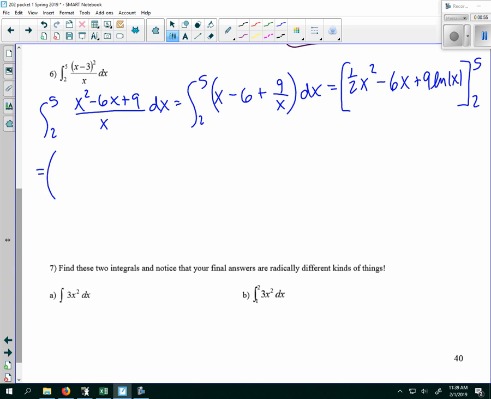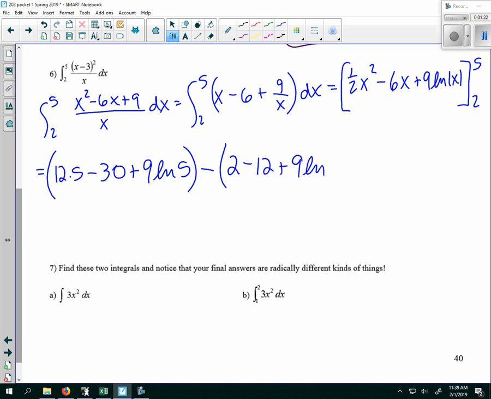So first I plug in 5. So 5 squared over 2 is 12.5. 6 times 5 is 30, plus 9 ln 5, minus, plug in a 2. 2 squared is 4, times 1/2 is 2, minus 12, plus 9 ln 2.